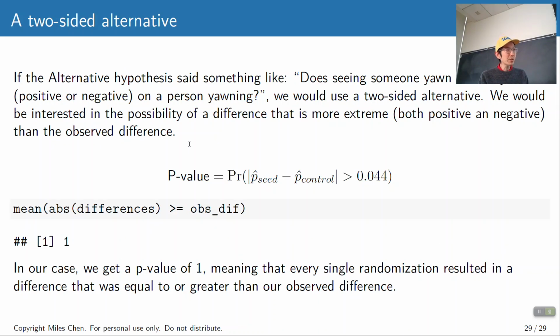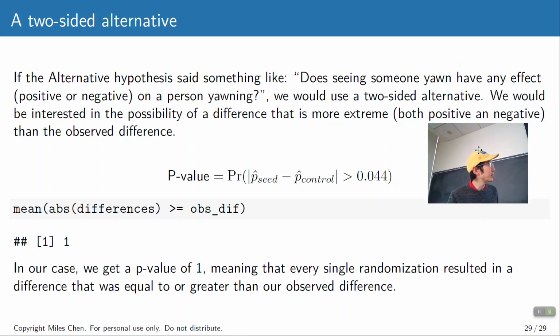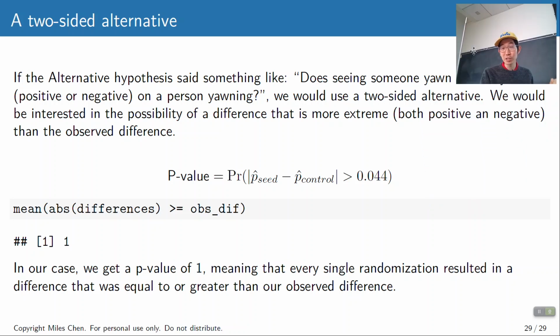If we had a two-sided alternative, right? If the question wasn't, is yawning contagious and does it make somebody more likely to yawn, but if it was just, does seeing someone yawn have any effect, positive or negative, on the person yawning? Okay, it would be interesting to us to see if seeing someone yawn makes you more likely to yawn, and if seeing someone yawn makes you less likely to yawn. That would also be interesting to us.